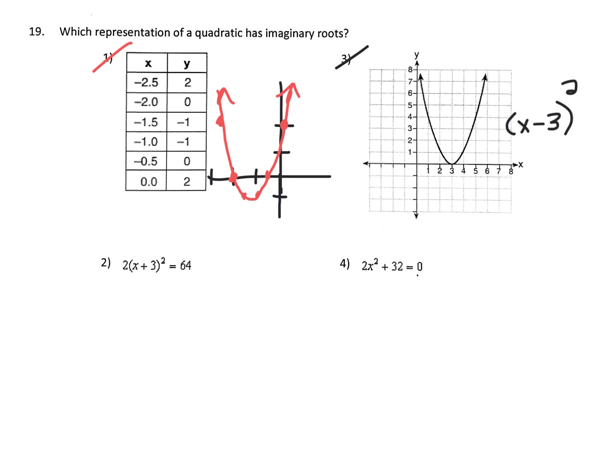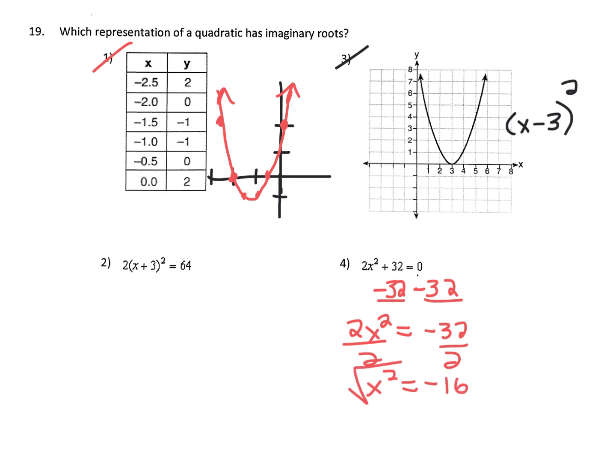All right, now I'm looking ahead. I don't know if you could see this without actually solving it. You may be able to just see this kind of in your head. If I subtracted 32 from both sides of the equation, that would leave me with 2x squared equals negative 32. And then I might as well just divide by 2, which leaves me with x squared equals negative 16. Now, when I go to take the square root, look at that. I have a negative under the radical, and isn't that what gives us imaginary solutions, right?